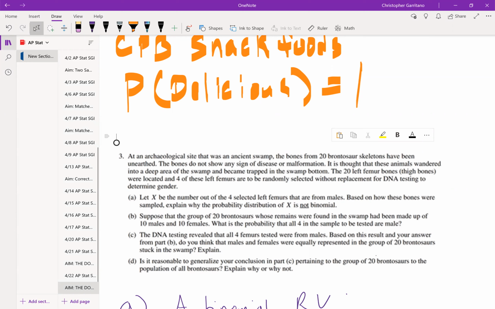Now, the thing is, X is a random variable, right? X represents a number. It's a count of number of males out of 4 of the femurs that were selected. So X could be 0, 1, 2, 3, or 4. All right, so this is a quantitative random variable, which so far could be binomial, but let's get into the reason why it's not binomial.